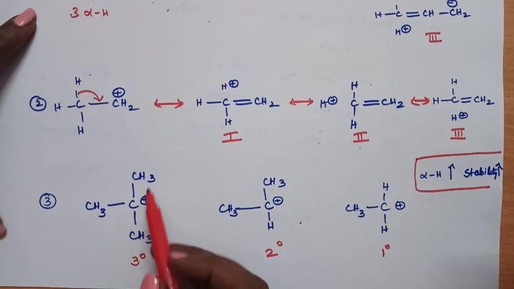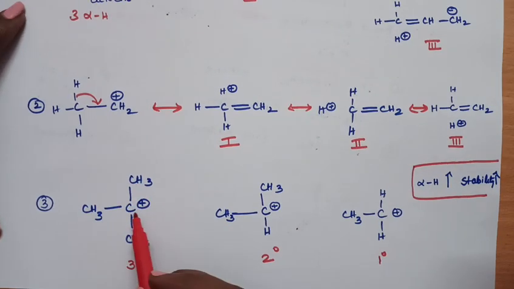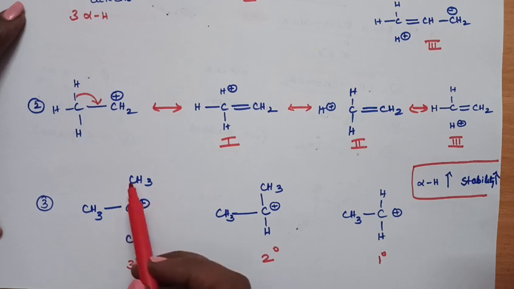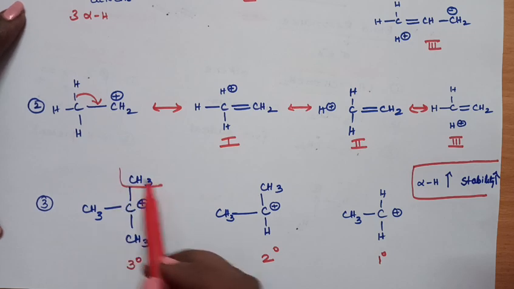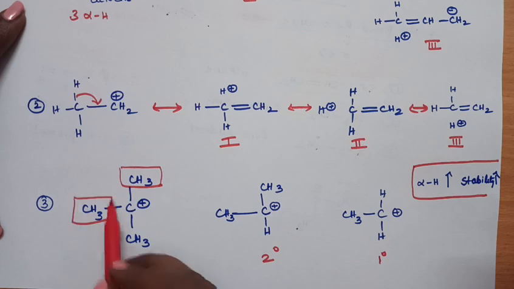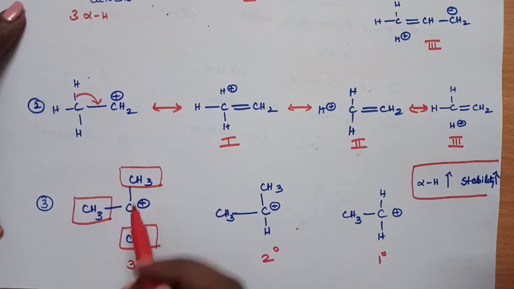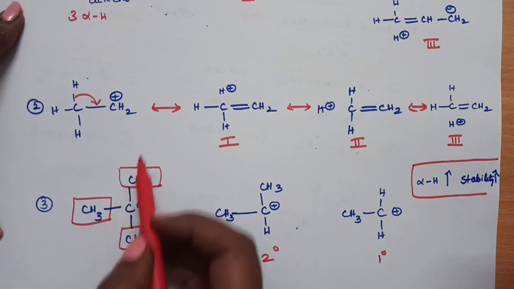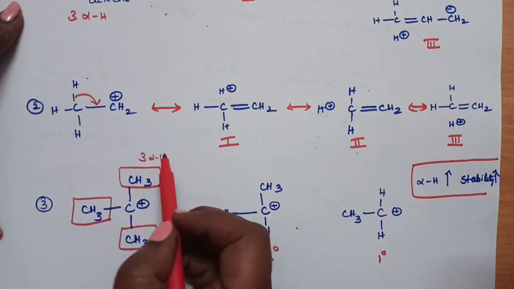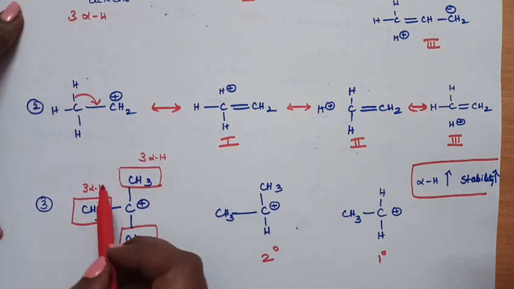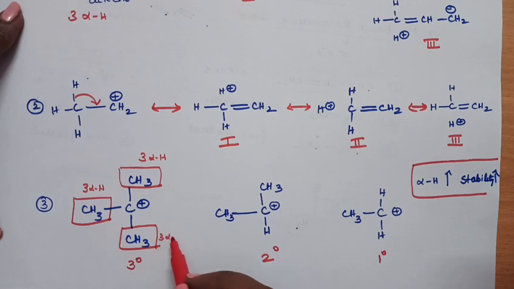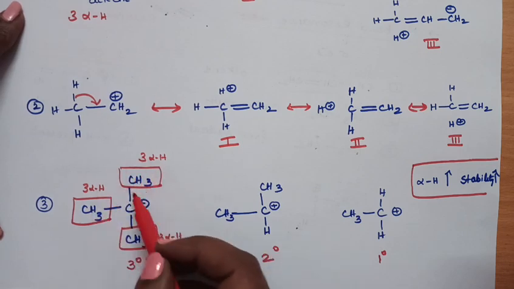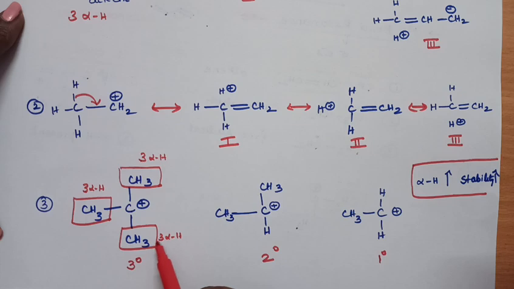So we will check how many alpha hydrogen atoms are there here. This is the carbocation. This is sp3 carbon, sp3 carbon, sp3 carbon. So 3 alpha hydrogen atoms here, here also 3 alpha hydrogen atoms, here also 3 alpha hydrogen atoms. So totally how many are there? 3 plus 3 is 6, 6 plus 3 is 9. So totally there are 9 alpha hydrogen atoms here.